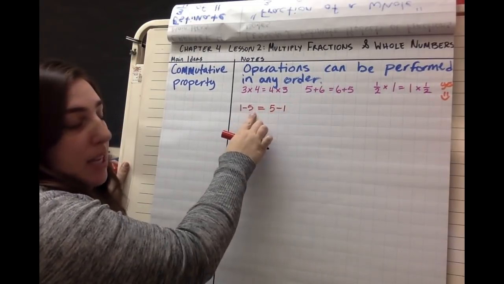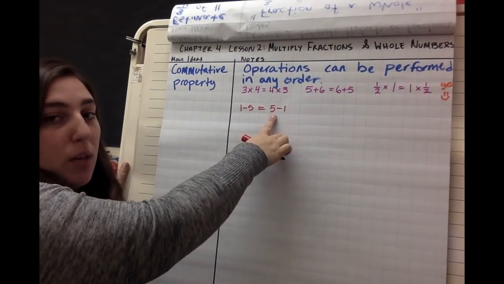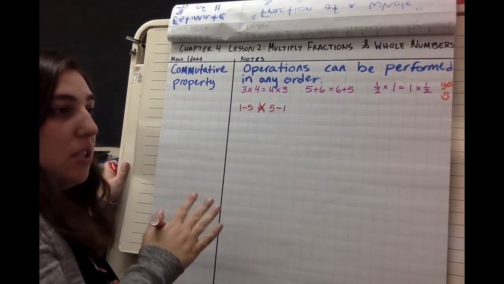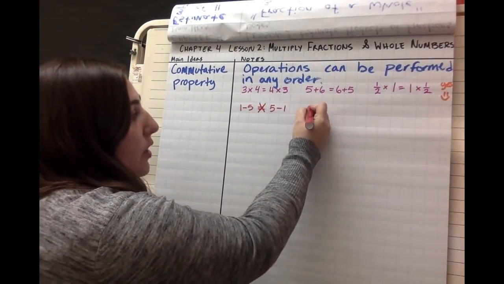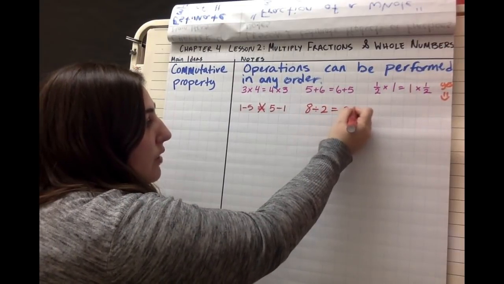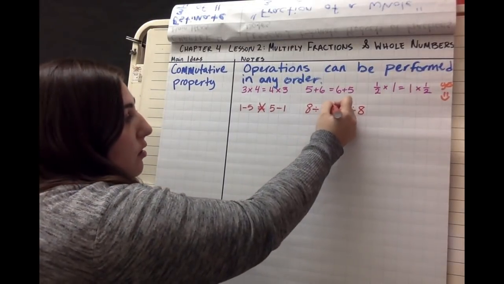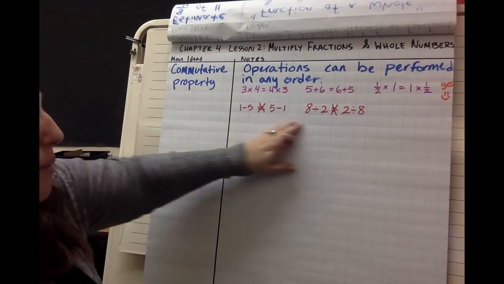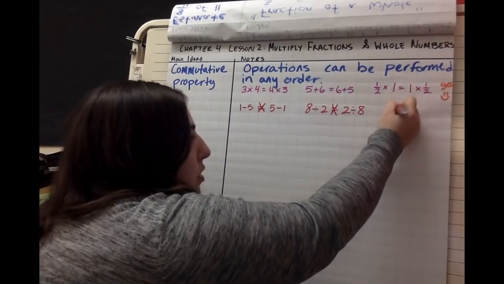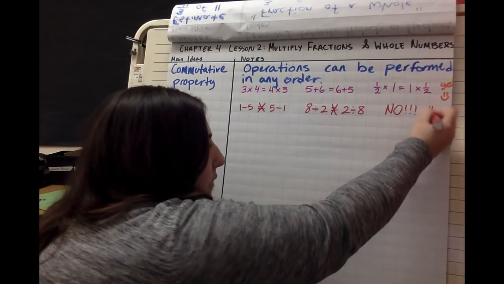These are not the same things. 1 minus 5 gives us -4. 5 minus 1 gives us 4. So they are not equal. Okay, subtraction does not work. Same with division. 8 divided by 2 and 2 divided by 8. They do not give us the same answer. So we cannot use this under the commutative property. So I'm going to put a no in all capitals and maybe a sad face.